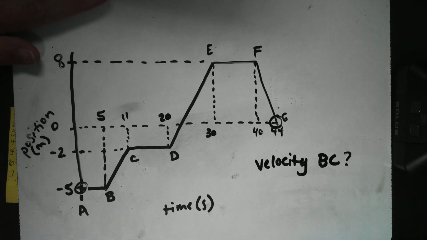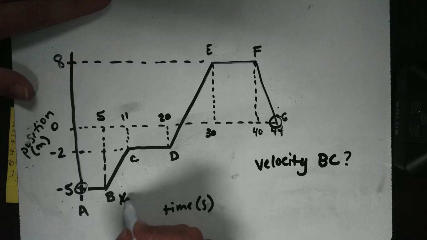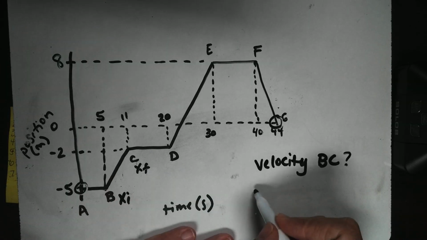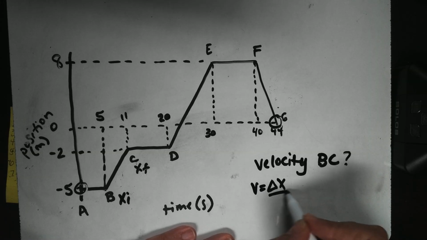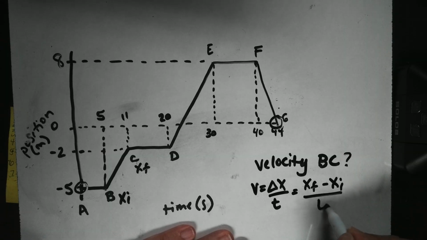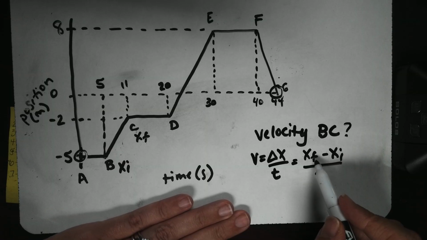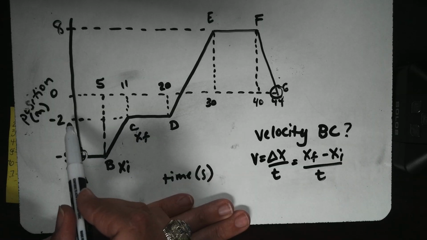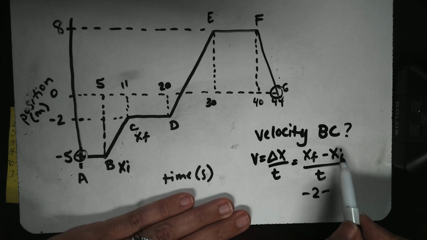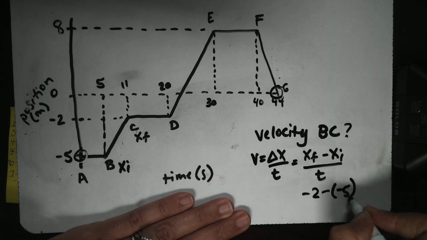In this case, we start at B, so that's our initial position, and C is our final position. I'm going to use my velocity formula, which is displacement over time, and expand it to final position minus initial position over time. Substituting in, at C I was at position -2 minus my initial position, which was -5. Once again, I'm subtracting a negative.